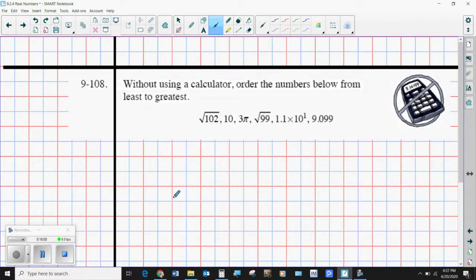Now you do it yourself here. In this case, we don't have any negatives, so I'm not sure you really need to have a number line. Why don't you go ahead? I'm pausing the video. You pause the video, and you figure out the value of each one of those, or at least the approximate values, because some of them are irrational, and then put them in order from least to greatest.